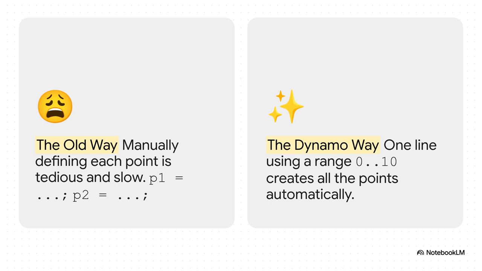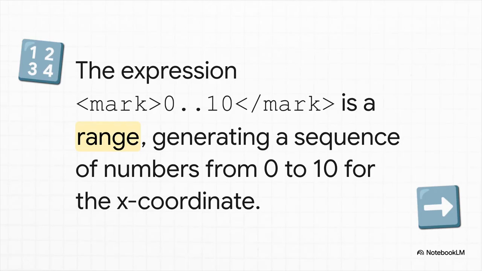On the left, that's the old way, manually typing out every single point. It's boring, it's tedious, and you're bound to make a mistake. But then you look to the right. That's the Dynamo way. A single, clean, elegant line of code does the work of all of that and more. This is that big aha moment. So how in the world does that work?